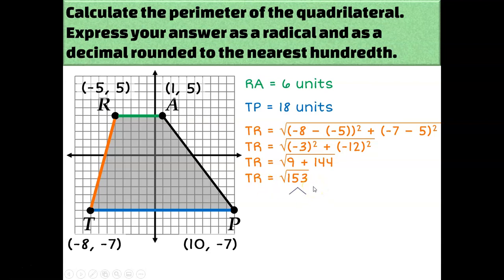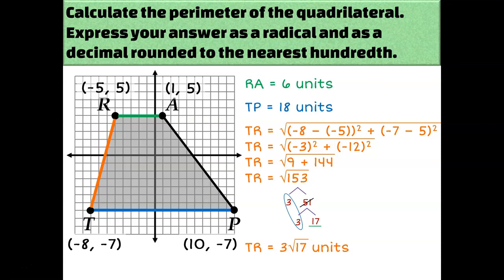Well, 153 breaks into 3 and 51. 51 breaks into 3 and 17. I'll go ahead and cross 51 off because I broke it down. 3, 3, and 17 are all prime numbers, so I know I've reached the ends of my branches. Now I'm ready to look for pairs of numbers. I see a pair of 3s, and I see a lonely 17. So that tells me that I can simplify the length of TR to be 3 root 17 units.